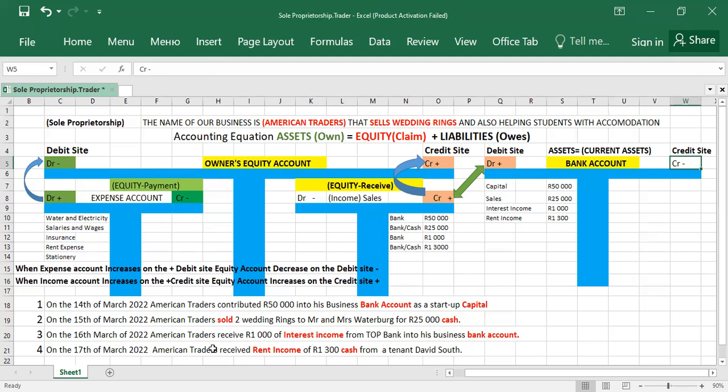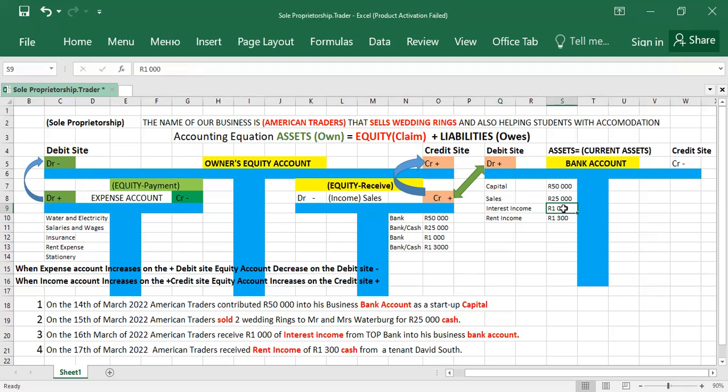Now let us go and record the third question. Remember, the bank account is receiving money, how much? 1,000 rand. Now there must be a reason. The bank account must be debited with what? With interest income that is coming from Top Bank. And then how much is it? The money that you are receiving of the interest income is 1,000 rand. Now, we have debited our bank account with an interest income worth 1,000 rand.